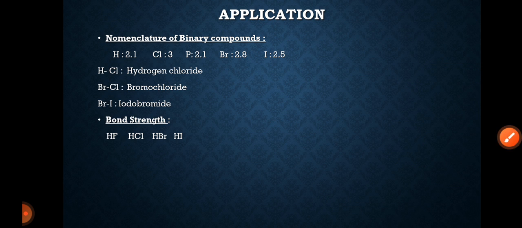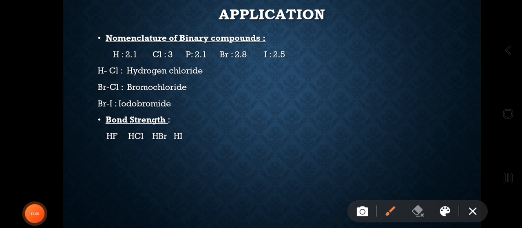Now let us go for some of the applications of electronegativity. First one is nomenclature of binary compounds. Here I have written the electronegativity values of some elements: hydrogen 2.1, chlorine 3, phosphorus 2.1, bromine 2.8 and iodine 2.5. In the nomenclature of binary compounds, electronegativity plays a major role.